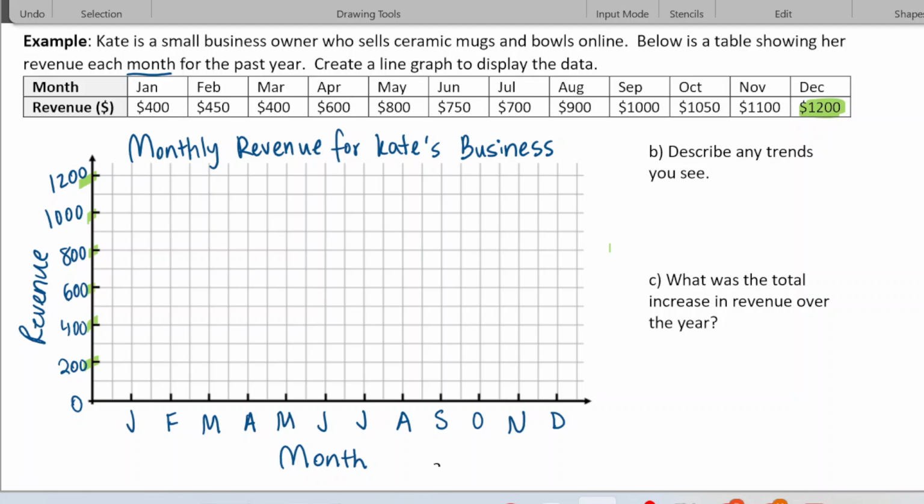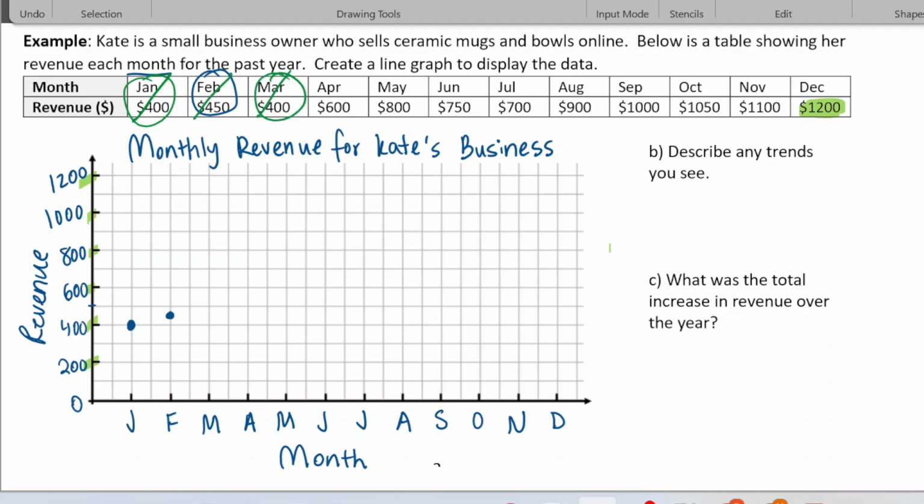Okay, so now we're just going to go one at a time and plot the points. So let's start with January. January, my revenue is 400. So I'm going to go to January on the x-axis, and I'm going to put a point up at 400. I'll cross them off as I put them on the grid. February, 450. So 450 is halfway between 400 and 500. 500 is this grid line here. So it's going to be about halfway between 4 and 5. So about there. Okay, that one's done.